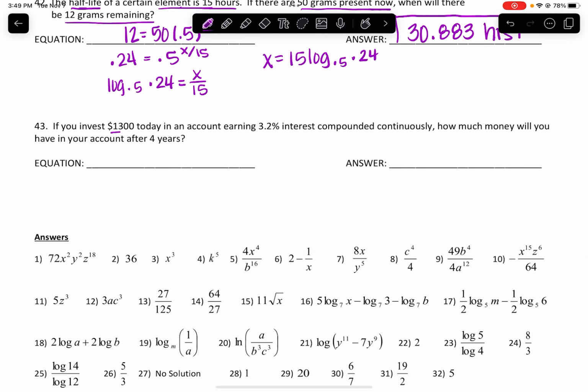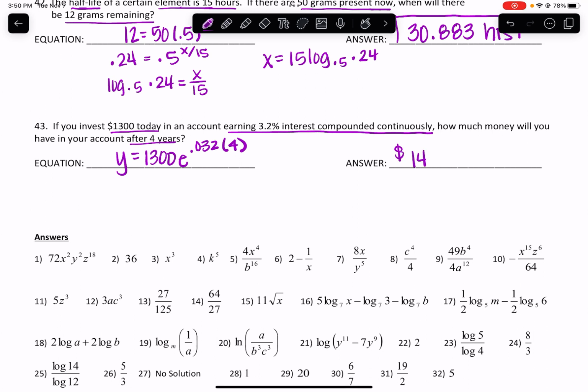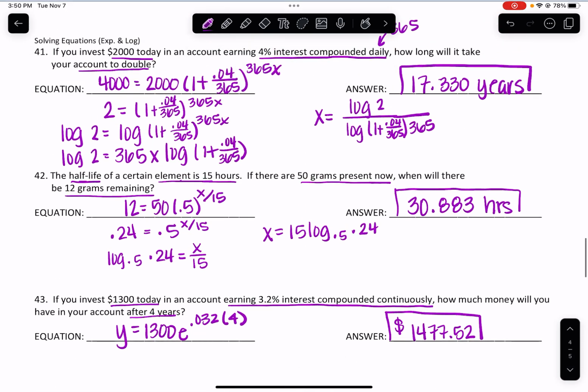Okay, if you invest $1,300 today in an account earning 3.2% compounded continuously, how much will be in your account after 4 years? Again, this is just to type it in. Interest rate is 0.032 times 4. And you get, and remember it's money, so it's $1,477.52. Here's your answer.